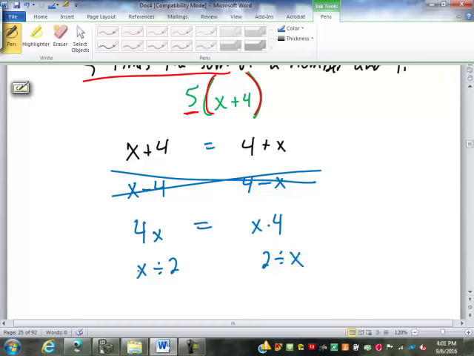No. Yeah, let's say x is 4. 4 divided by 2 is 2. 2 divided by 4 is 1/2. That is not the same.